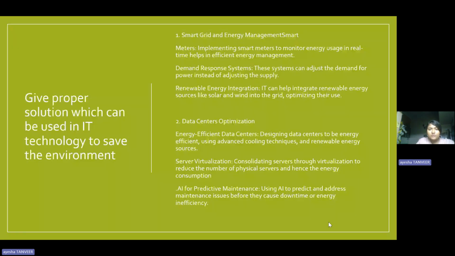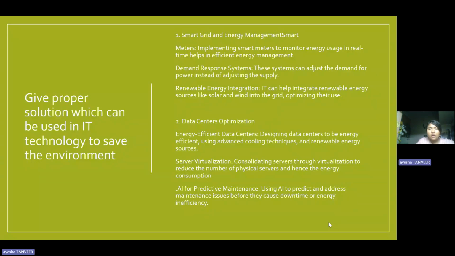First one, smart grid and energy management. Smart meters. Implementing smart meters to monitor energy usage in real time helps in efficient energy management. Demand response systems. These systems can adjust the demand for power instead of adjusting the supply. Renewable energy integration. IT helps integrate renewable energy sources like solar and wind into the grid, optimizing their use.